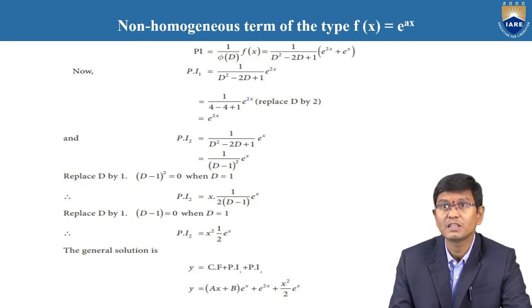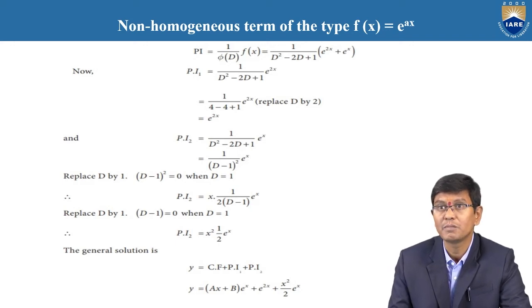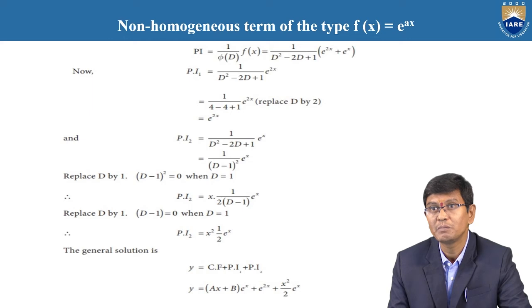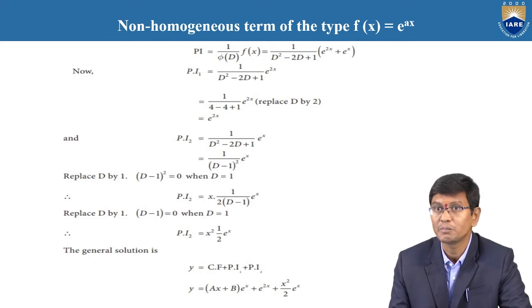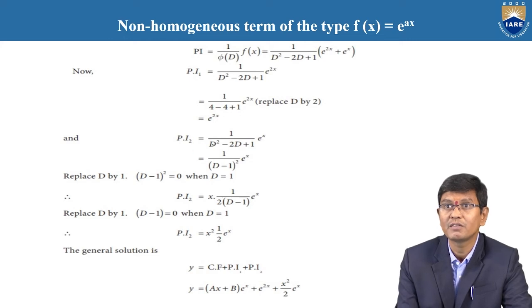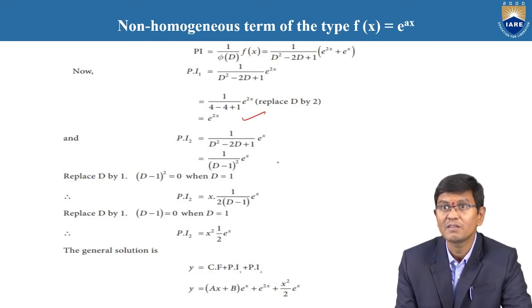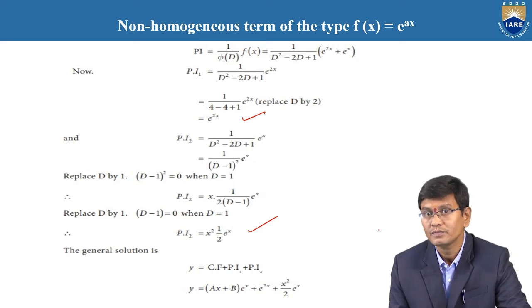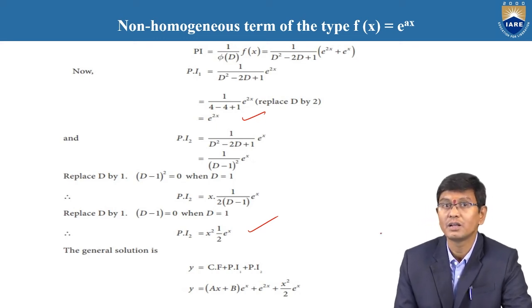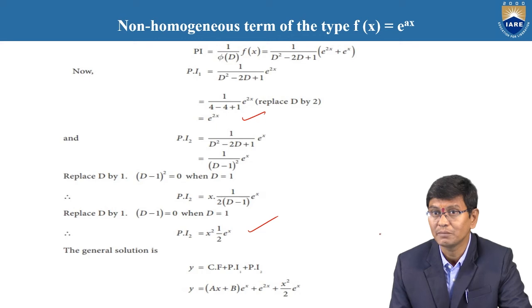Now, we need to find the particular integration with the help of 1 by d square minus 2d plus 1, that is P1 and also P2. With the help of P1 and P2, one of the cases is a failure, and one of the cases is not a failure. For the not failure case, the solution is e power of 2x by P1, and with d is equal to 1, the case is a failure, that is, 2 times.